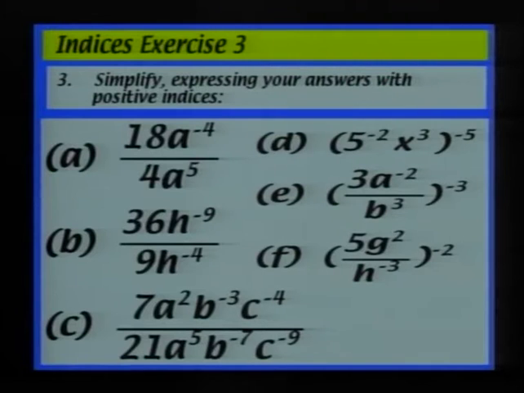I have 9 over 2a to the power of 4. Correct? Sorry, 2a to the power of 9. Okay? 9 over 2a to the power of 9. B, I have 4h to the power of 5. Correct? C, I have, okay, 36 over 9 is 4. We all agree to that. Minus 9 plus 4 is negative 5. So it should be 4 over h to the power of 5.